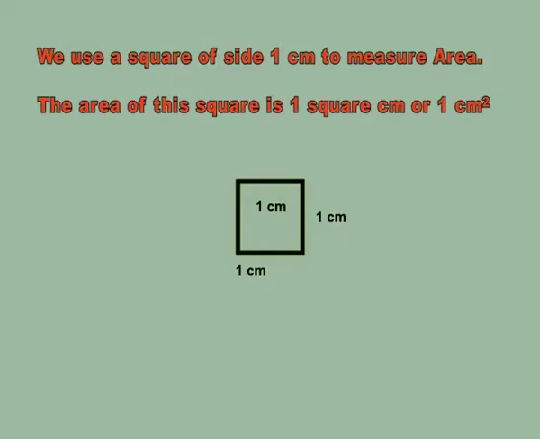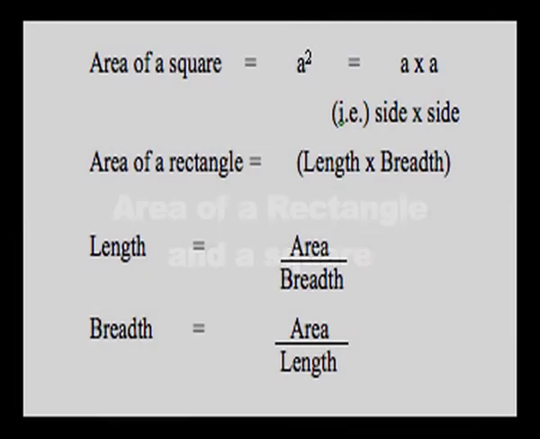We use a square of side 1 cm to measure area. The area of this square is 1 square centimeter or 1 centimeter squared. Area of a rectangle and a square. Area of a square is equal to a squared, that is a into a. We can say it as side into side. Then area of a rectangle is length into breadth. From this we can find length as area divided by breadth, and we can also calculate breadth as area divided by length. Now we will see about volume.